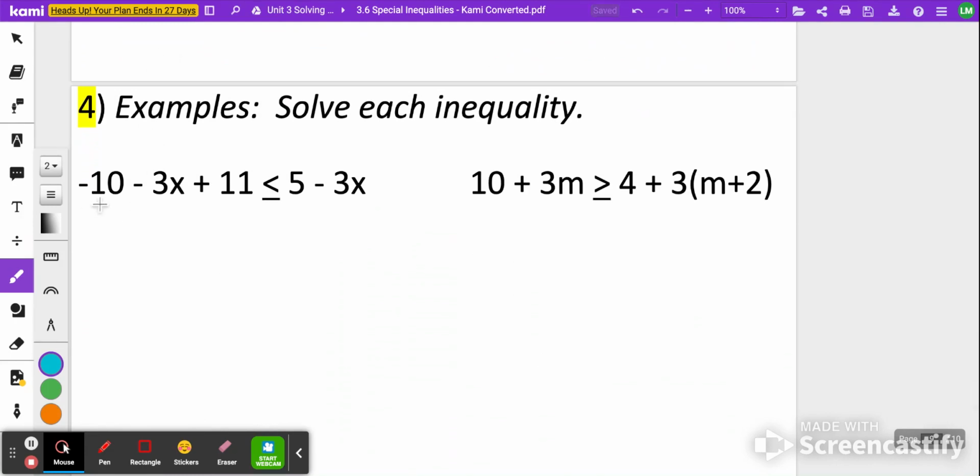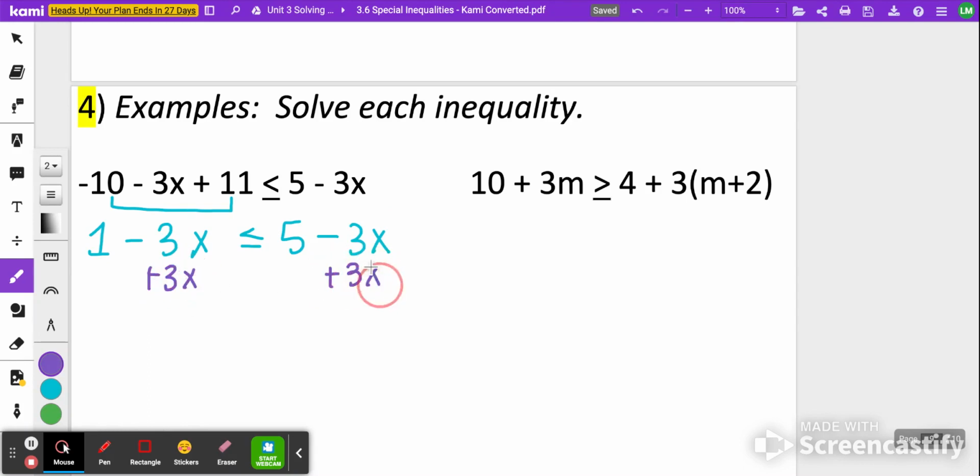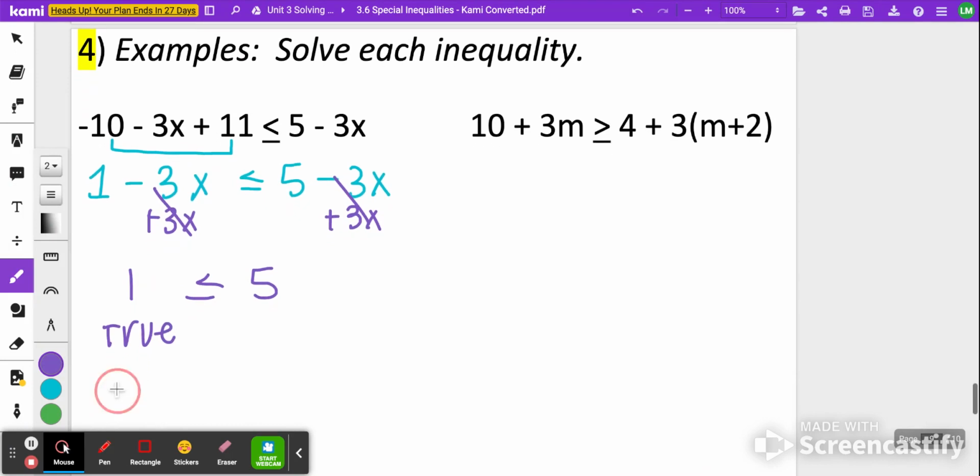The first thing I'm going to do is combine like terms. I have a -10 and a +11, so that's 1 minus 3x is less than or equal to 5 minus 3x. Again, I need to put my 3x's together, so I'm going to move this one and add it to both sides, but that cancels it out. Now I have 1 is less than or equal to 5. This is a true statement, so I must say all reals for this one.